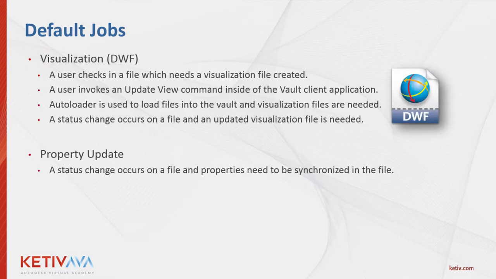So some of the default jobs that Vault does: there's a visualization file called the DWF, and that's Autodesk technology for 3D PDFs. Anytime a user checks in a file from AutoCAD or Inventor, it creates that visualization. That's what you see inside the Vault client. If you do an update view command inside Vault, it will trigger the job queue from the job server. With Autoloader, batch processing, and uploading things into the Vault client, there's an option to create a visualization file on upload. The job server will do that as well. And then anytime a state change occurs, it's going to update the visualization as well.